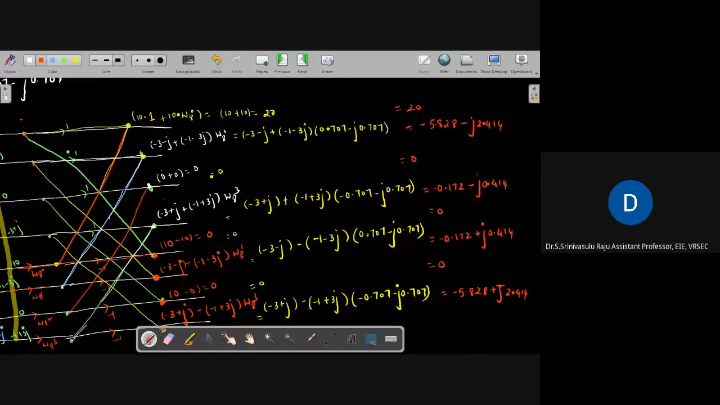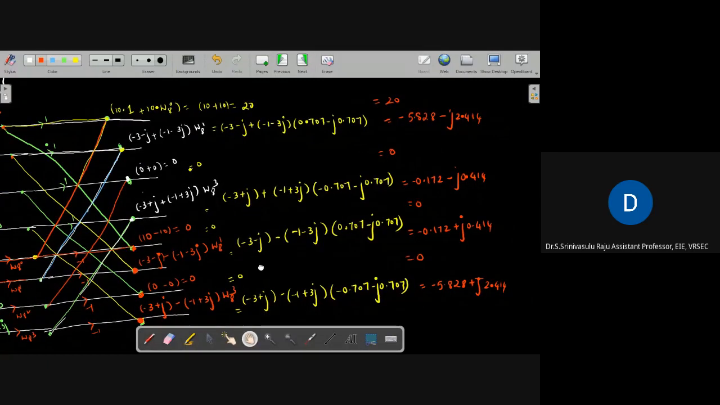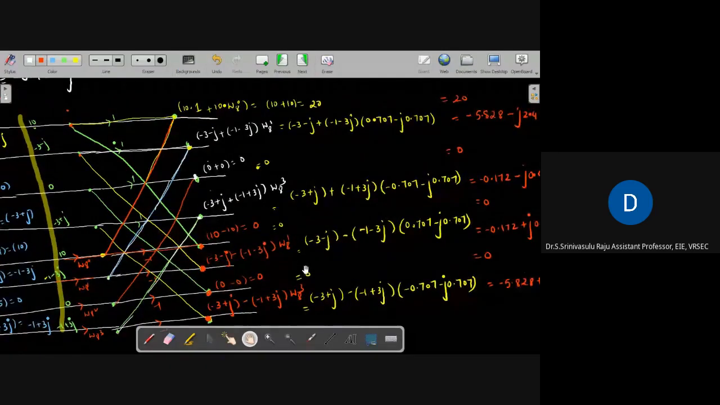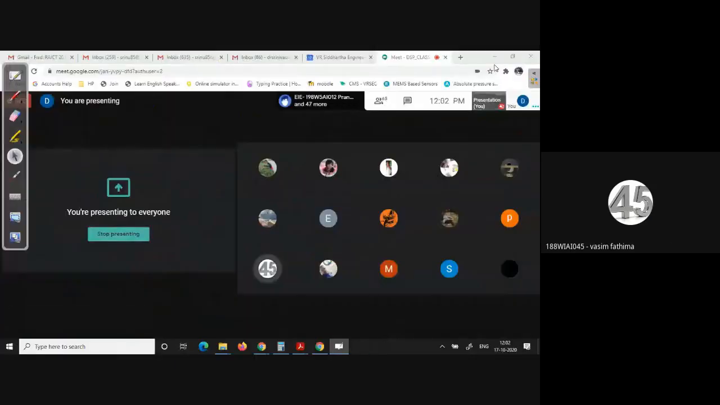Okay, now we arrived at the sequence: x of 0, x of 1, x of 2, x of 3, x of 4, x of 5, x of 6, x of 7. So till now, do you have any doubts here? Any calculation or framing of butterfly? You have any doubts?